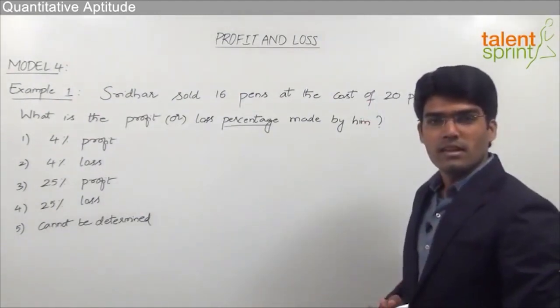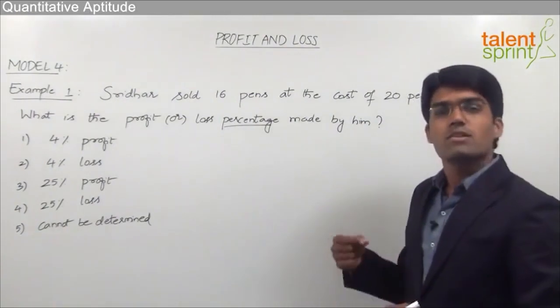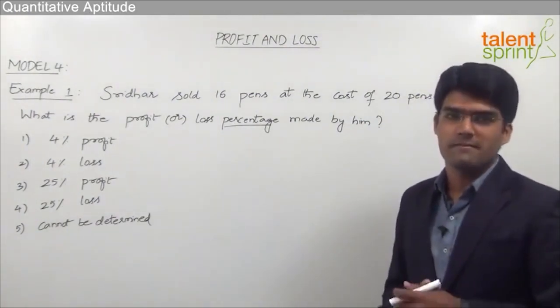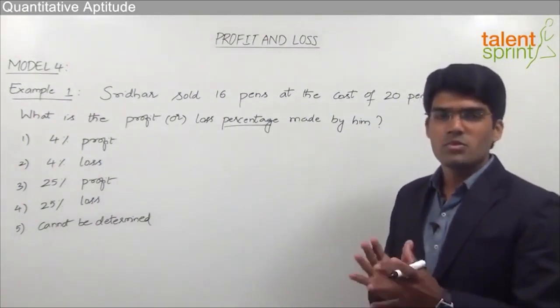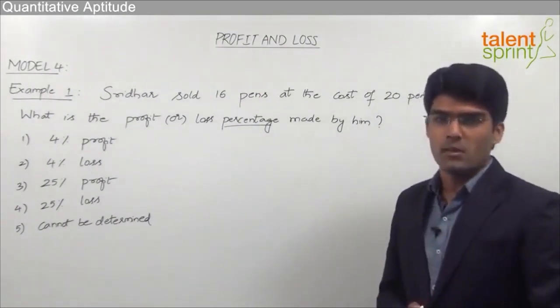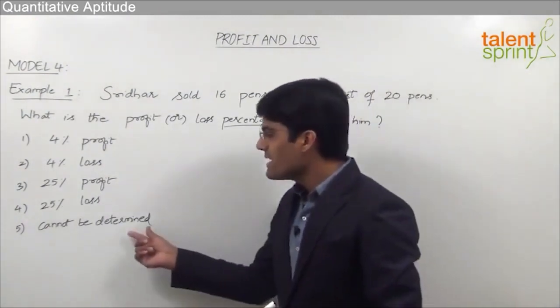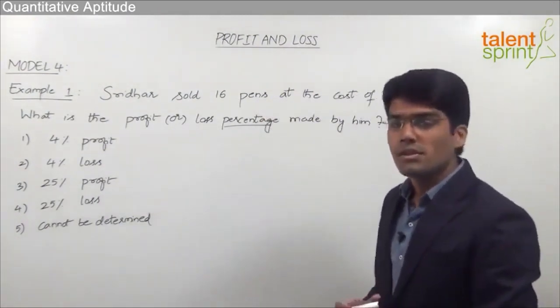If you try to observe, nowhere in the question have either the cost price or the selling price of the pens been specified. So generally, some students have a misconception that because the cost price or the selling price have not been given, we cannot find out the profit or loss percentage. And hence they mark the answer as cannot be determined, which is absolutely wrong.